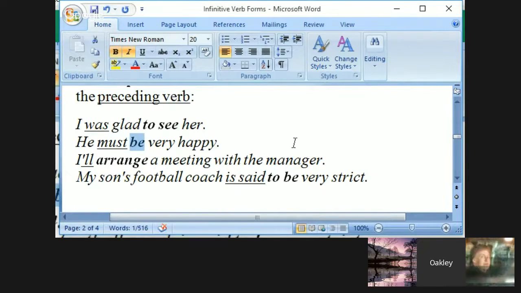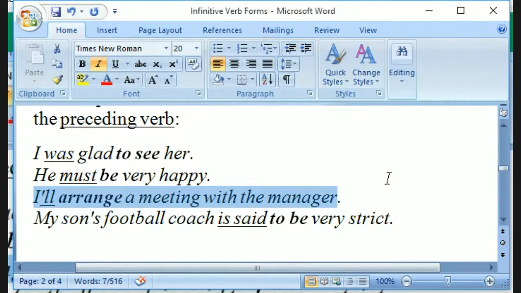Here, this is the infinitive of the verb to be, but because we're using a modal, there's no to. We do not say "he must to be very happy." Not allowed. Instead, we use a bare infinitive. Okay, future tense: I will arrange a meeting with the manager.